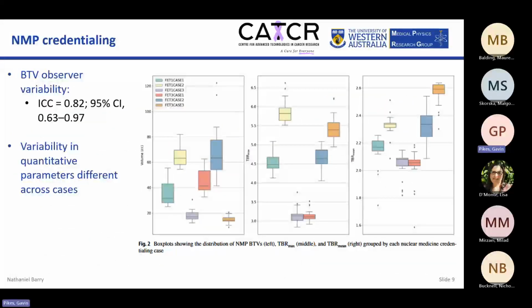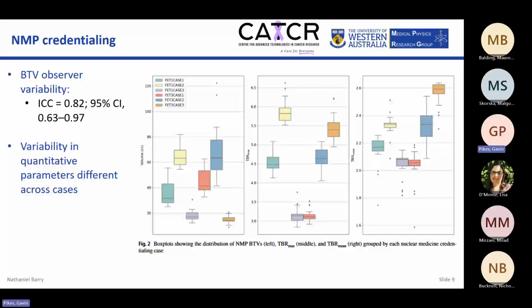So this shows just how variable some of these quantitative parameters can be, in particular for the biological tumor volume as assessed by the intra-class correlation coefficient. We saw a moderate to excellent agreement, but some cases had a lot wider variability than others.